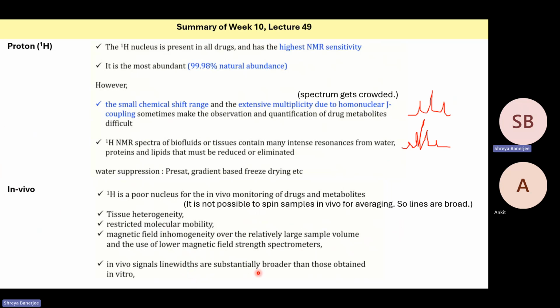In vivo line widths are also much broader than those obtained in vitro. We have already discussed why these line widths are broader. Because in vivo means we are looking at a live human or the full animal. In vitro, we just take the sample in an NMR tube and spin the tube at high velocity so that everything can be homogenized, but we can't do that in vivo. So because of this restricted molecular mobility, line widths are substantially broadened. So these are all the problems in vivo, and overall 1H is not a good nucleus to study in vivo.